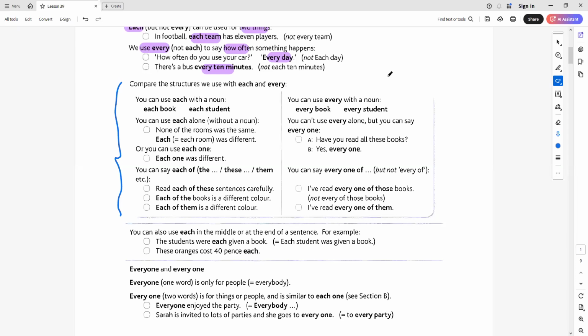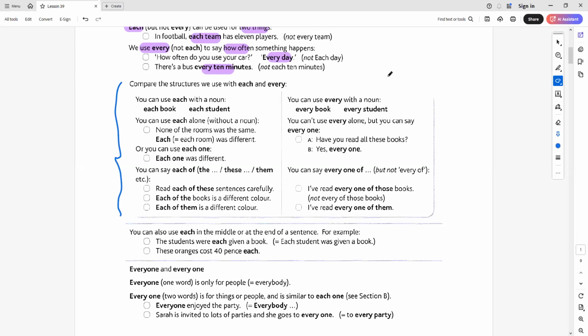So you come to this one, everyone enjoyed the party. 每一个所有的人呢都很享受这个 party. Sarah is invited to lots of parties, 她被邀请去很多的 party, but she goes to every one. 所以这里的 one 呢不再是指人了，它这里的 one 呢是指 party 的意思。Sarah is invited to lots of parties and she goes to every party. So there's a difference between one word everyone and two word every one.